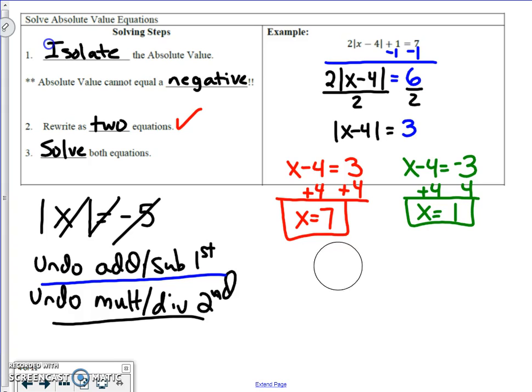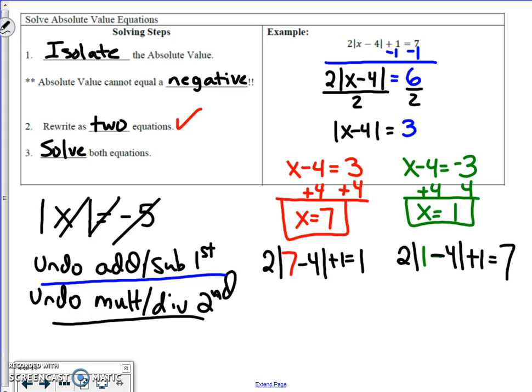Oops, my bad. Let's go ahead and rewrite that. 2 times the absolute value of 7 minus 4, I apologize for that, plus 1 is equal to 7. And then I should have over here 2 times the absolute value of 1 minus 4 plus 1 is equal to 7. This is a quick check. That would be 2 times the absolute value of 3 plus 1 is equal to 7.